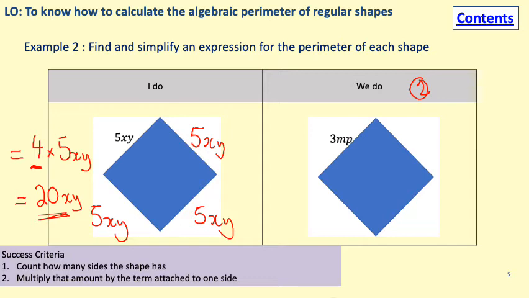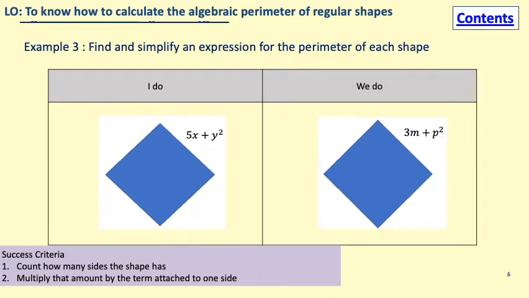Okay, so again we've got a 4-sided shape because it's a square. We're multiplying that by the expression for one side because we'd have to travel around 4 sides to get the perimeter. So we do 4 times the 3, which gives us 12, and then we have the m because there's no variables or unknowns to times with the 4. Again, give yourselves the mark if you got that right. Well done.